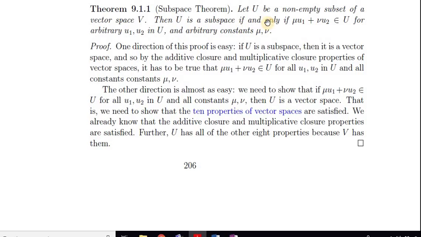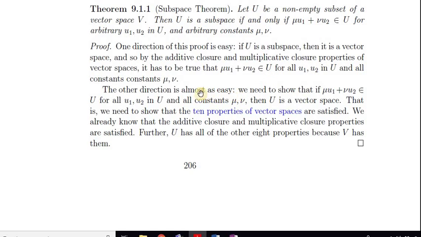Now, since this says if and only if, you have to prove things two ways. You have to prove that if U is a subspace, then linear combinations of vectors remain in U. And you have to prove that if linear combinations of any two vectors remain in U, then U is a subspace. Now, as he says, one direction is easy. If U is a subspace, then it must be true that any linear combination of vectors in U is in U, because that's the closure property, which is one of the properties of vector space.